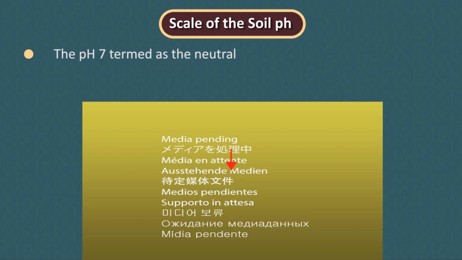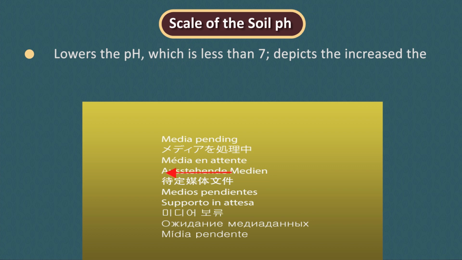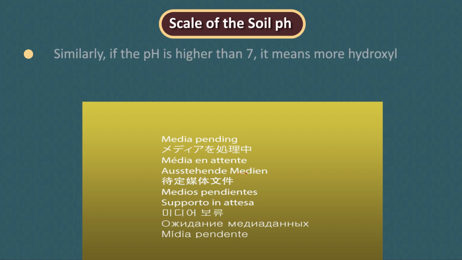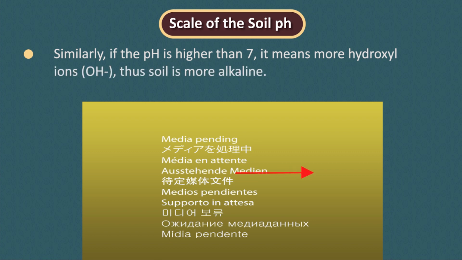Student, now let us look into the scale of the soil pH and how we can define it in terms of acidity or alkalinity. The pH 7 is termed as neutral. A pH lower than 7 depicts an increased amount of hydrogen ion concentration, which leads the soil to be acidic. Similarly, if the soil pH is higher than 7, it means more hydroxyl ions, and then the soil is termed to be more alkaline.